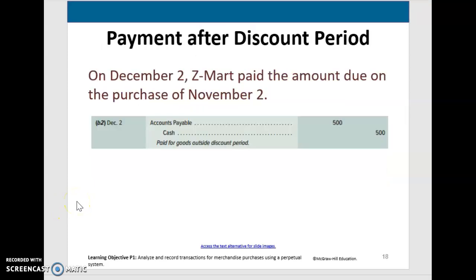If we don't pay within the discount period, so we pay within 30 days, the credit terms, then we don't get the discount, and it's just like we did before. We'll debit accounts payable, we'll credit cash.